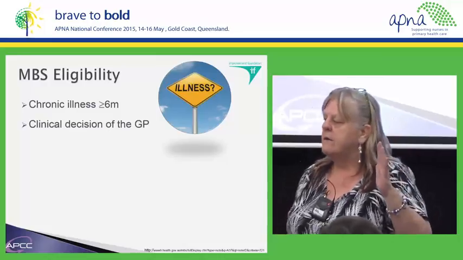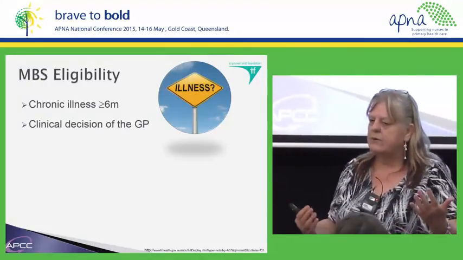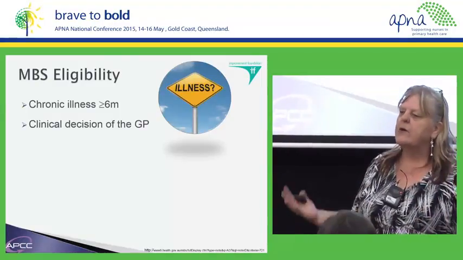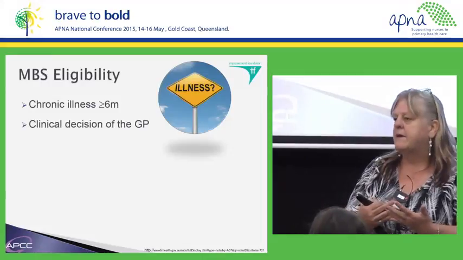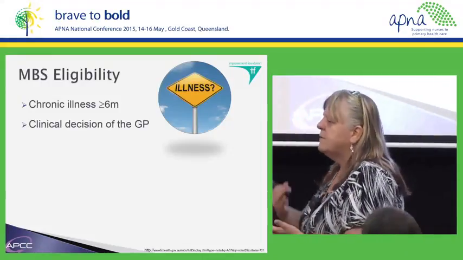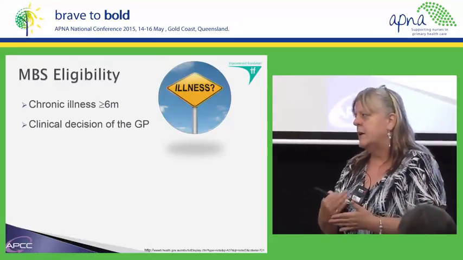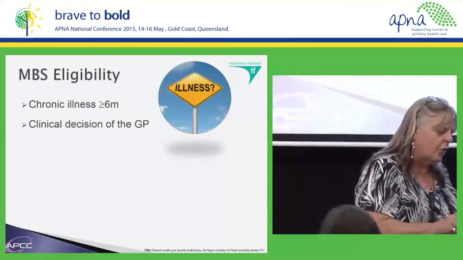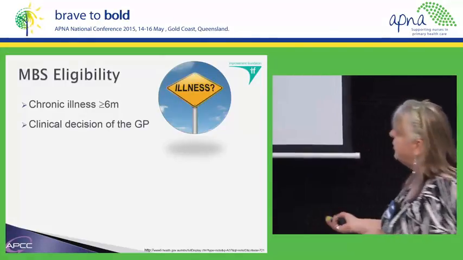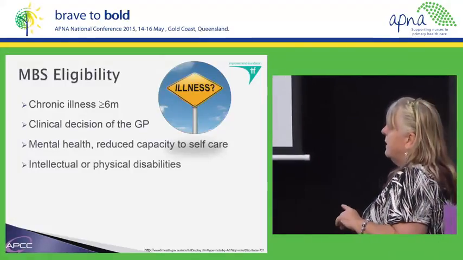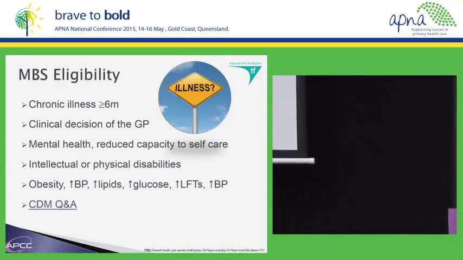So yes, it's heart disease, diabetes, all those kind of things, terminal illness, but it's also those people that have an incapacity to self-care, that need the support, that need a multidisciplinary team to help them, yeah? And it opened the door, whereas previously we were very strict on saying that it wasn't for mental health and it wasn't for intellectual, physical disabilities.